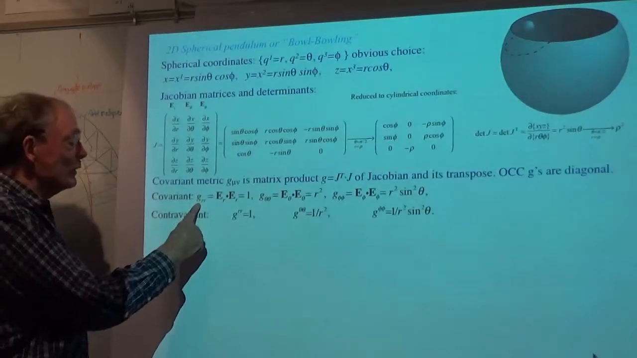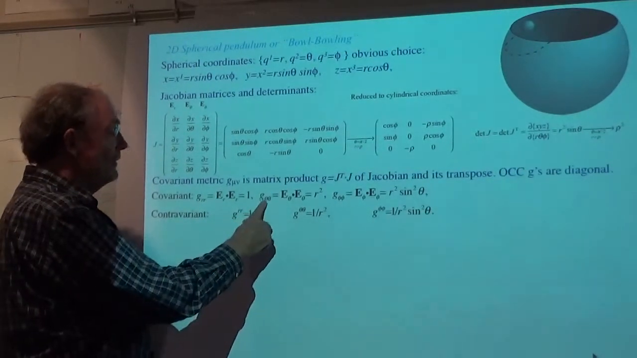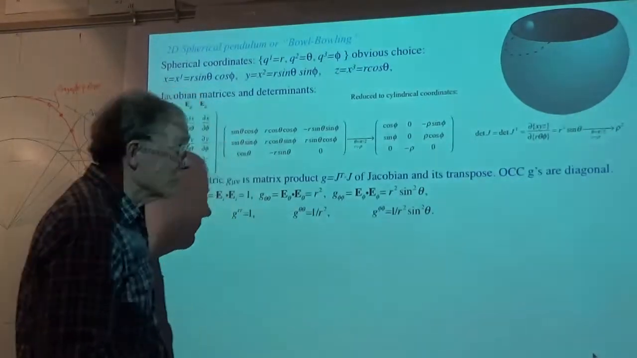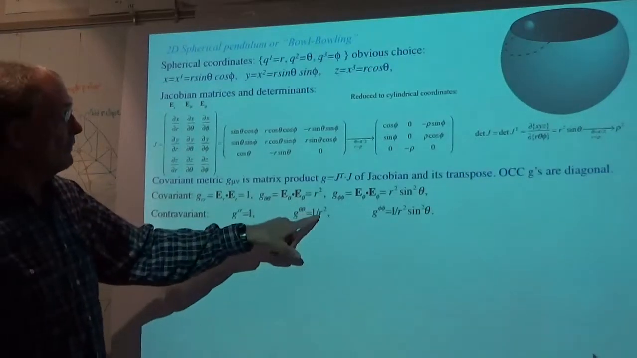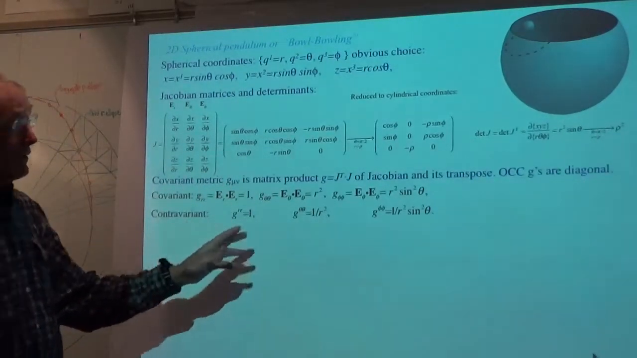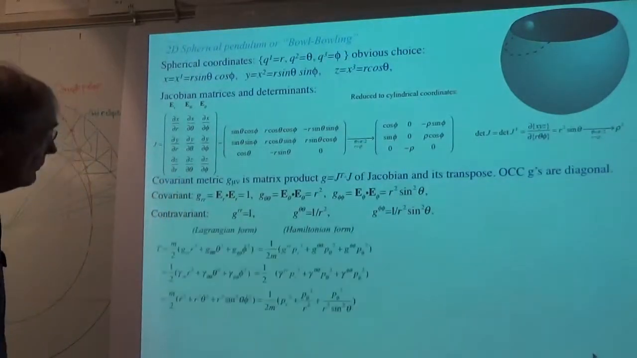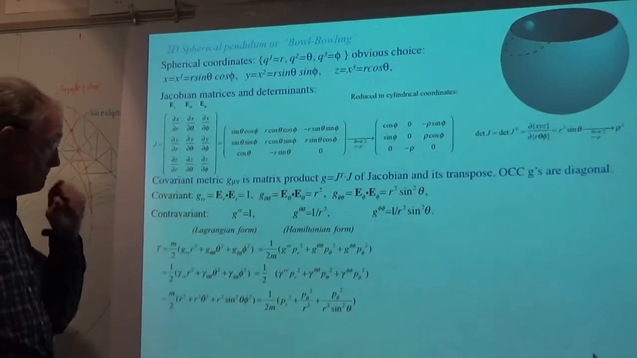G rr here, G R R, okay, and then G theta theta and G phi. Phi is the most complicated one, an inverse r squared sine squared theta. This is just an inverse r squared, the same as we got in cylindrical or polar coordinates. So that's the thing that builds our Lagrangian form.